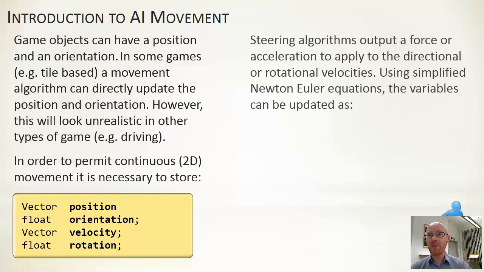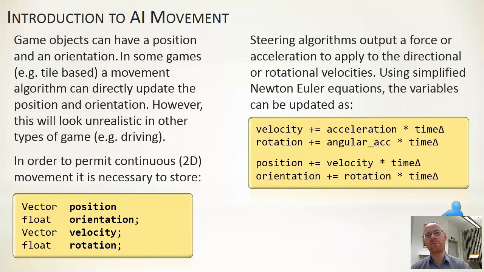For the steering algorithms, we're going to enrich this by adding in acceleration. So we'll have an acceleration vector, which can update our position vector via the velocity vector. We'll also have an angular acceleration, an ordinary scalar value, which can update our rotation and update the orientation in turn.